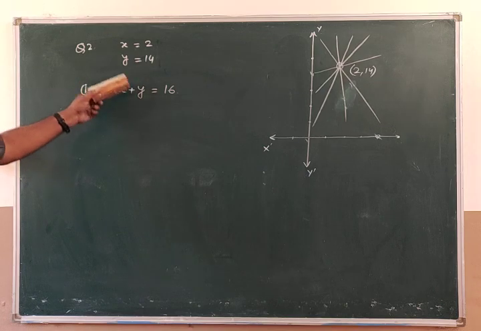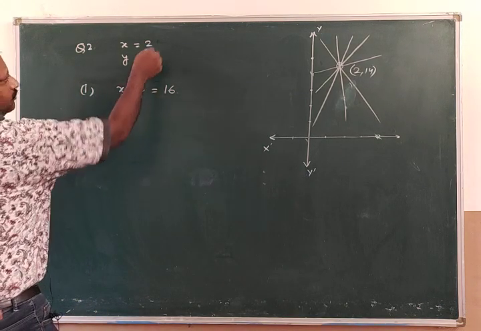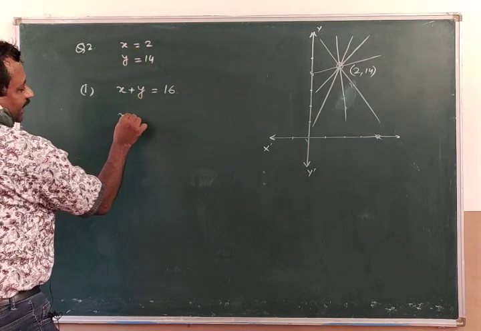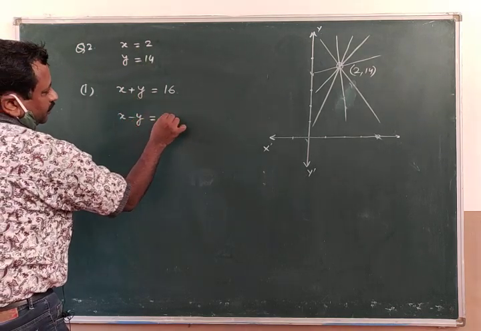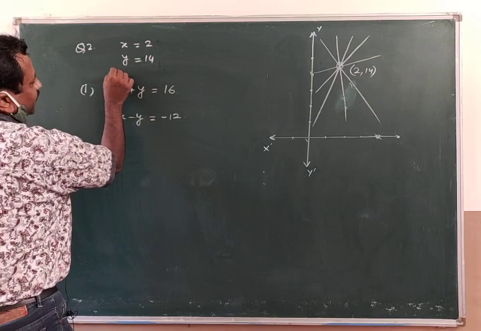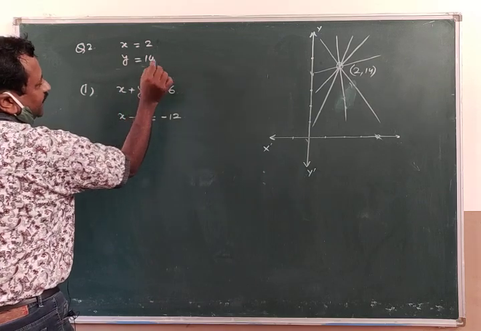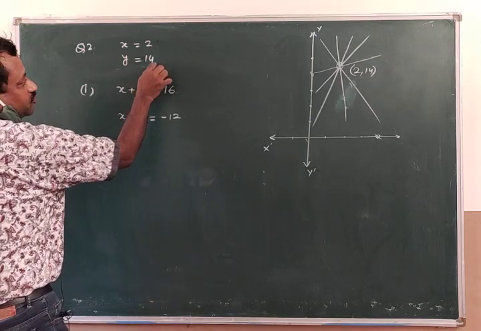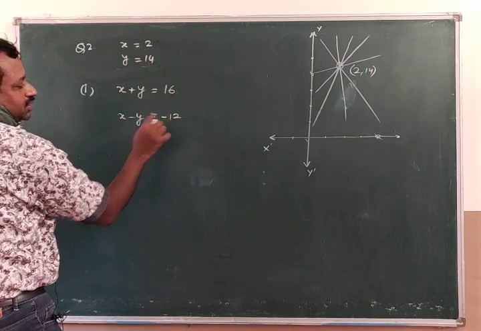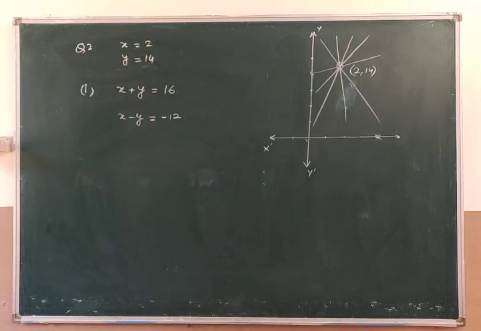By adding these two, you will be able to make the first equation. By subtracting them, x minus y equal to minus 12, because when you subtract them, the sign will get changed. It will be 2 minus 14, minus 12. So the two equations are x plus y is equal to 16, x minus y equal to minus 12.